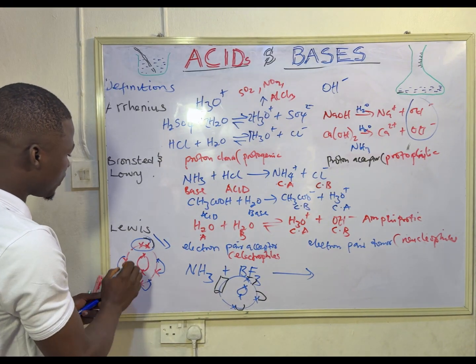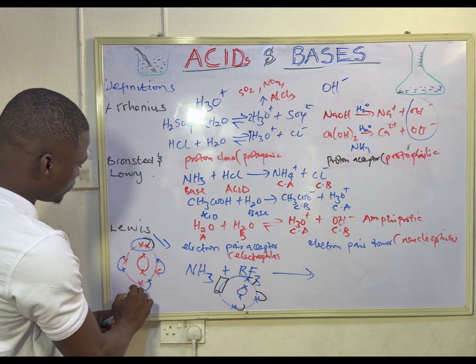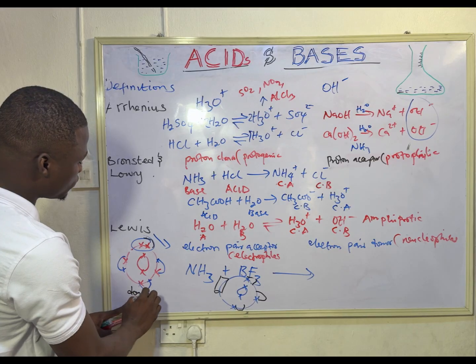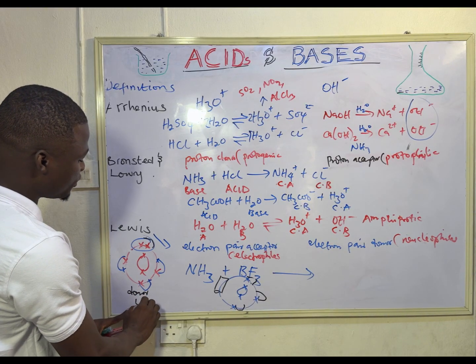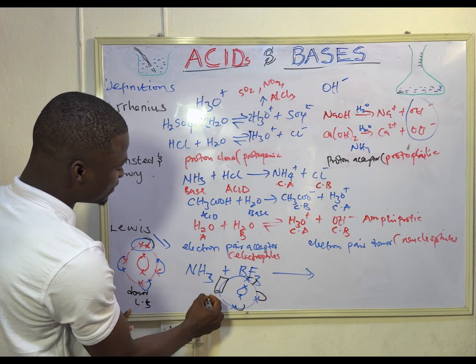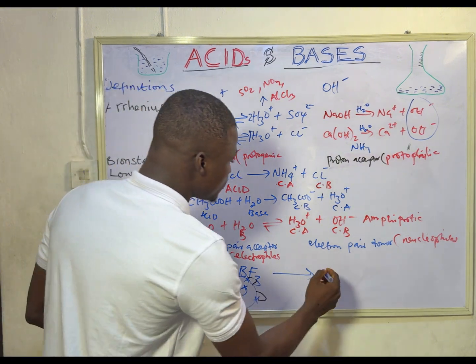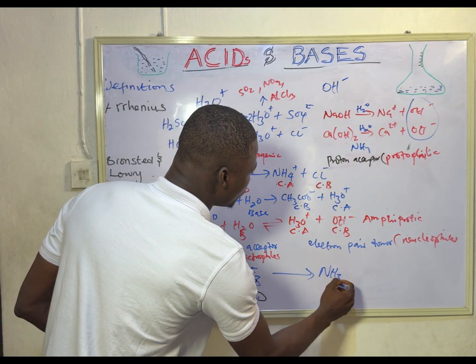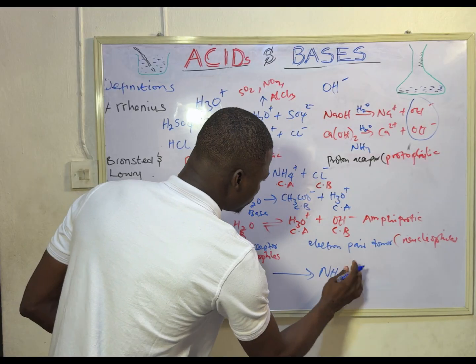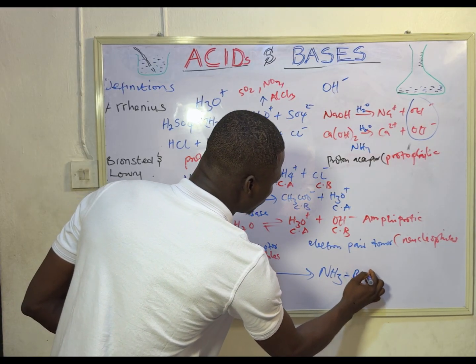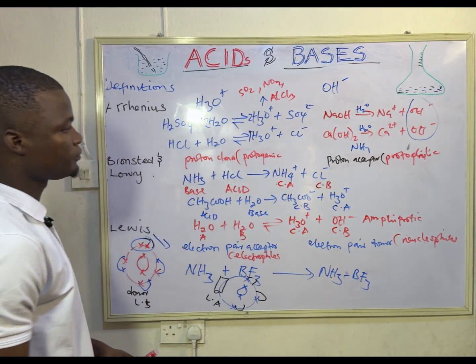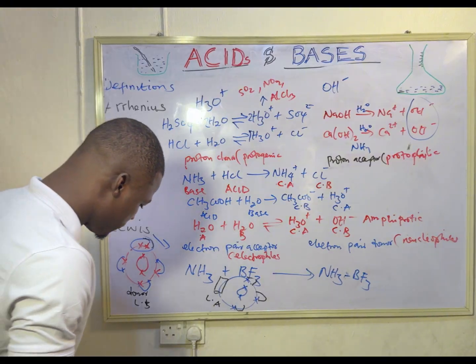So in this case, this is the donor. This is the Lewis base, while this is the acceptor. This is the Lewis acid. So the two of them will form a complex. Right, the complex. Okay.